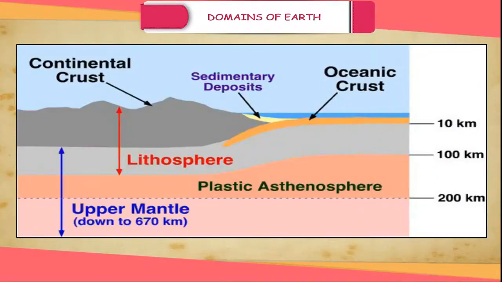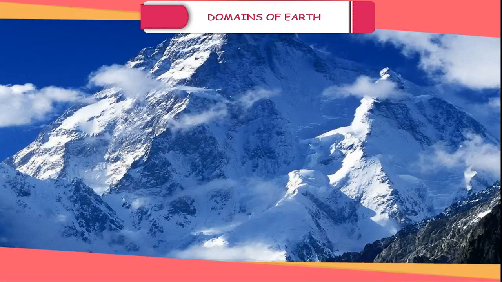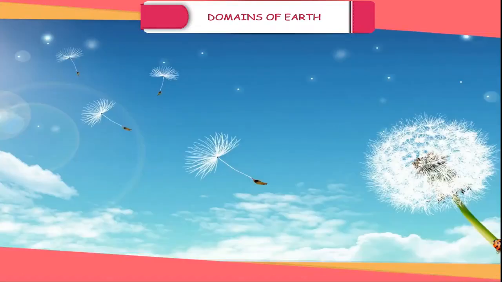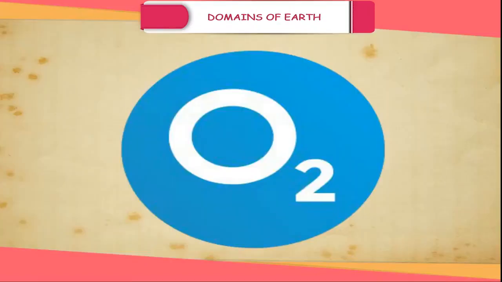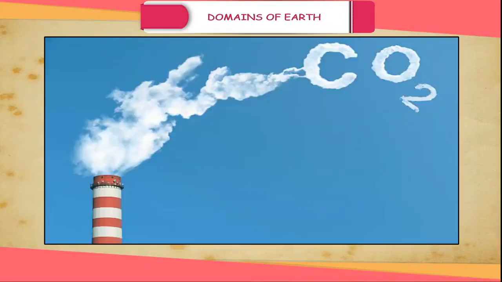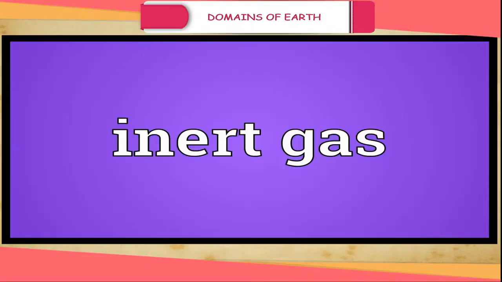The solid portion of the Earth on which we live is called lithosphere. Rock in their solid form are found only in the lithosphere. The gaseous envelope of air that surrounds the Earth is known as atmosphere. The atmosphere contains oxygen, nitrogen, carbon dioxide and inert gases.